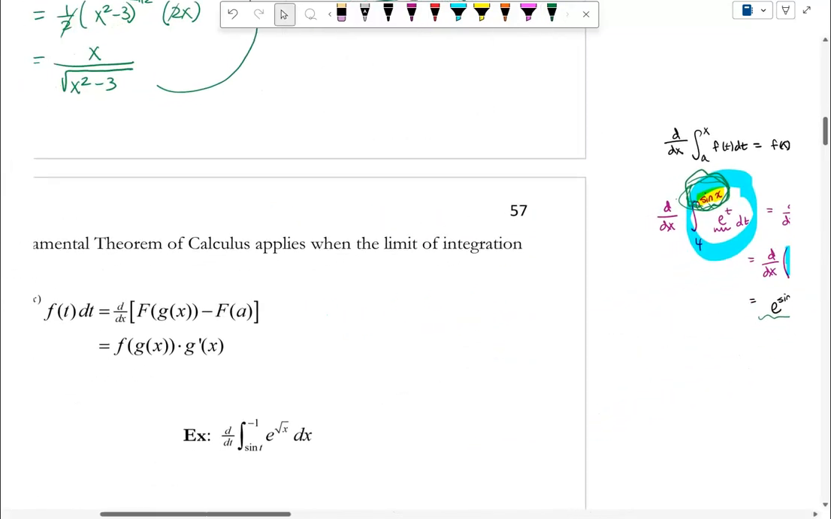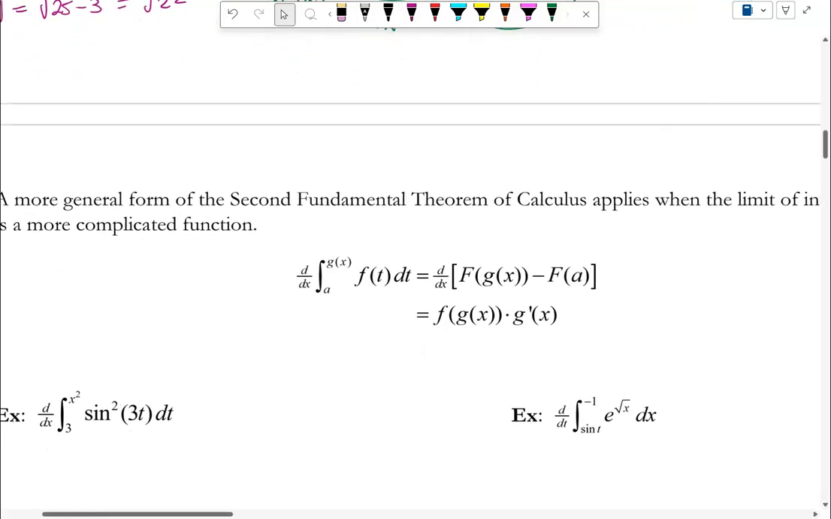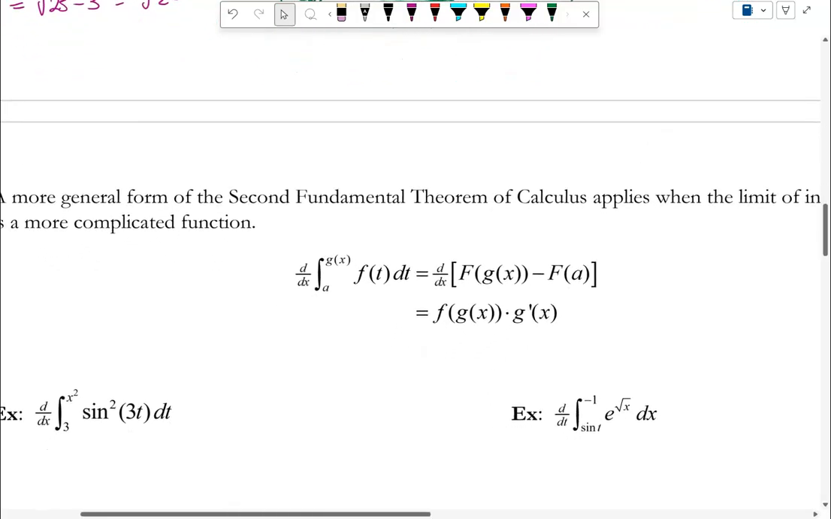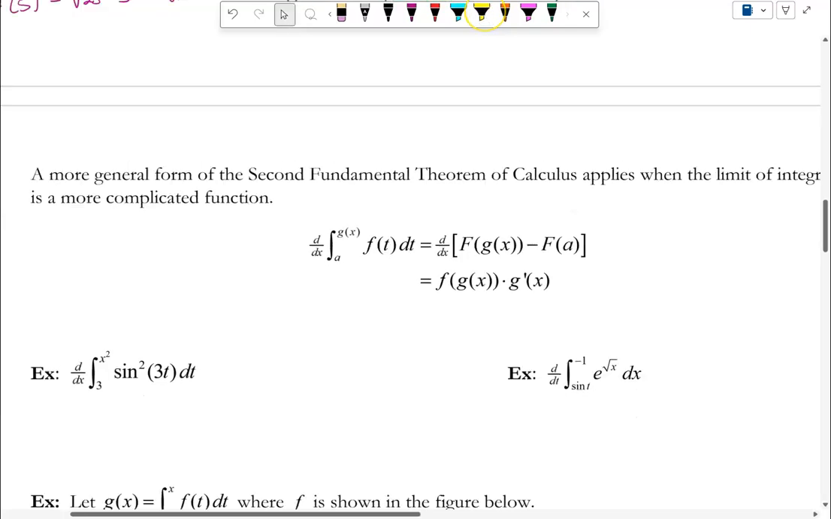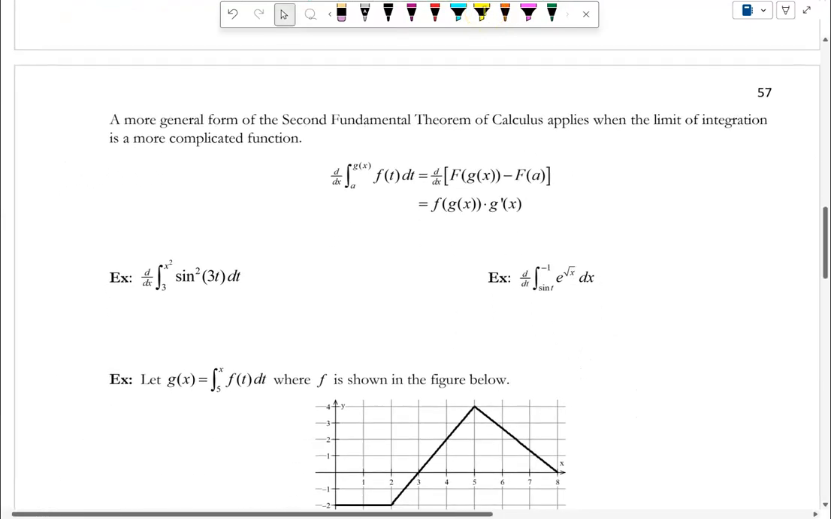All right, so back up at the top of page 57, that's really what this all says symbolically. So if my upper limit of my accumulation function isn't just x, but it's g of x, maybe it's x squared, maybe it's sine of x, maybe it's just 2x. If that's not just plain old x, I'm going to have to use my second fundamental theorem, but I'm going to multiply by g prime of x, so the derivative of that limit.